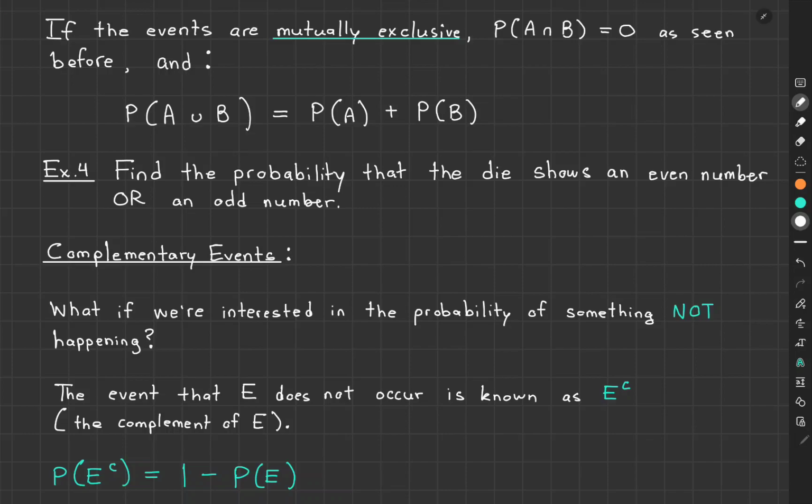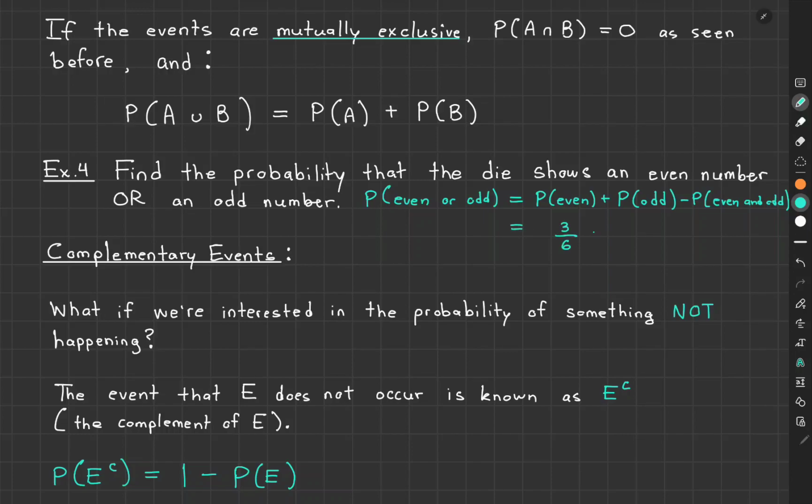All right. So now for example 4, let's try to find the probability that the die shows an even number or an odd number. So the probability of even or odd, according to the formula, is going to just be the probability of even plus the probability of odd minus the probability of an even and odd number occurring.